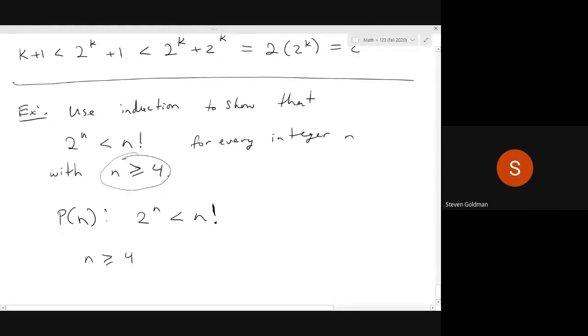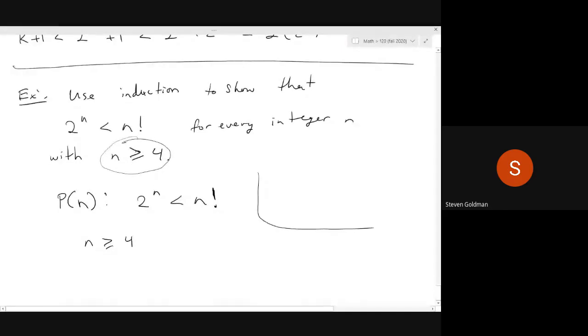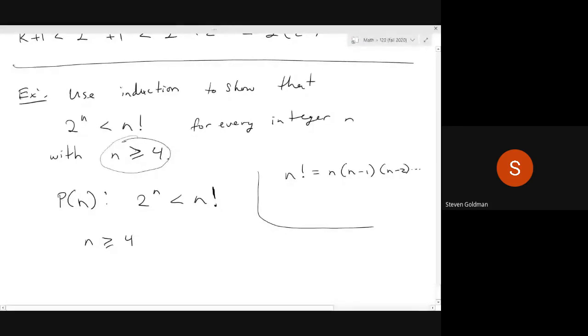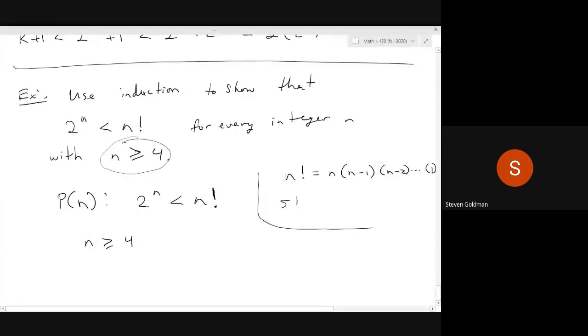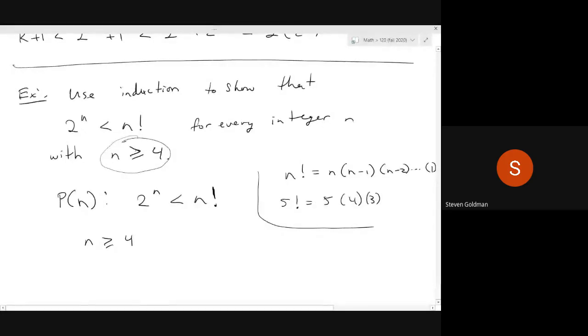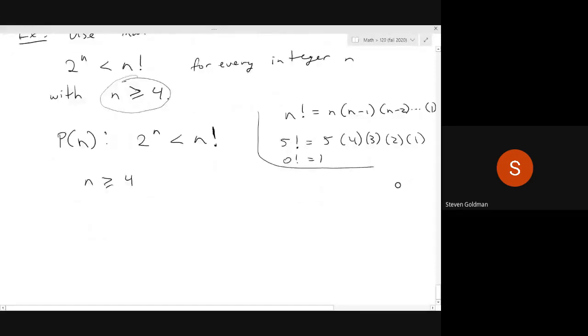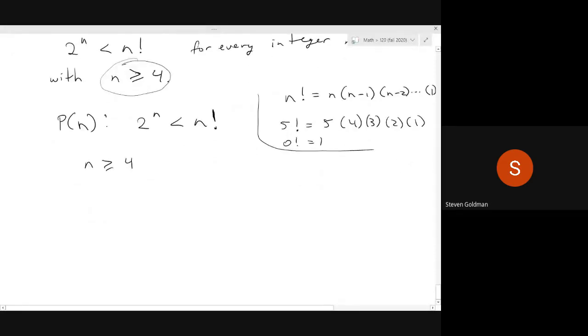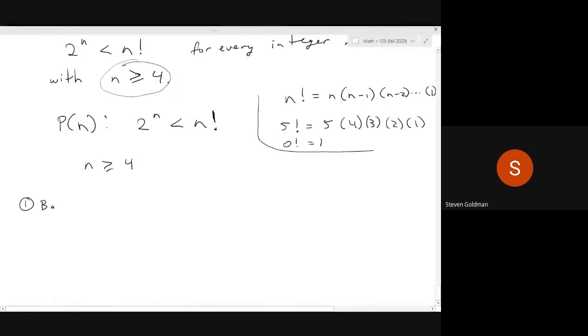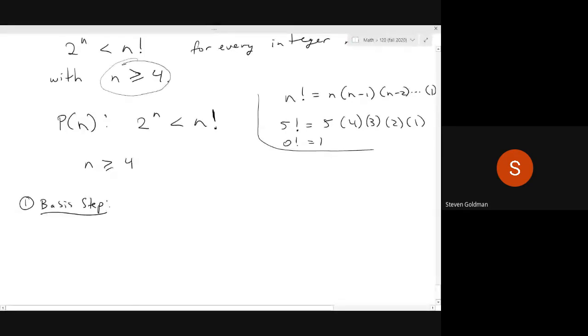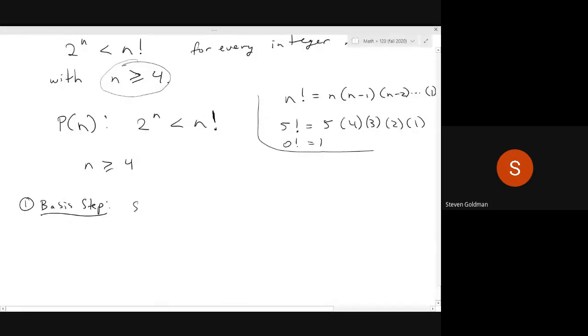Okay. So just as a reminder before we continue, what does n factorial mean? N factorial is n times n minus 1 times n minus 2 all the way down to 1. Okay, so in other words, let's say n was 5. 5 factorial would be 5 times 4 times 3 times 2 times 1. Okay, and then just by definition, 0 factorial is 1. Okay, basis step. All right, the smallest possible value for n in this problem is 4. So we have to show that P of 4 is true.